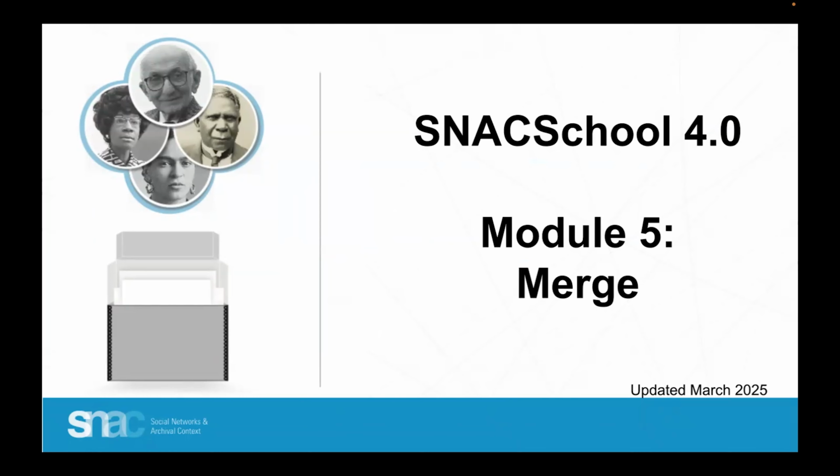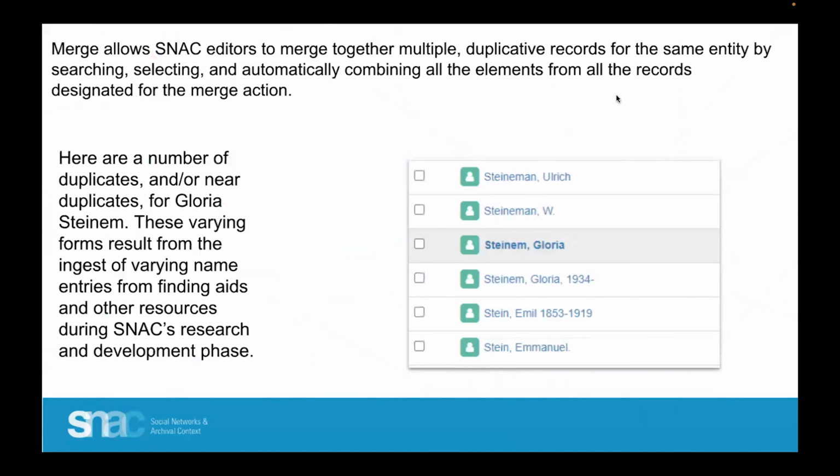Okay, so welcome to SNACSchool, Module 5 for Merge. Merge allows SNAC editors to bring together multiple duplicative records for the same entity by searching, selecting, and automatically pulling together all the elements from all the records designated for a merge.